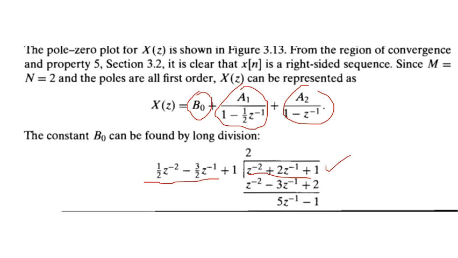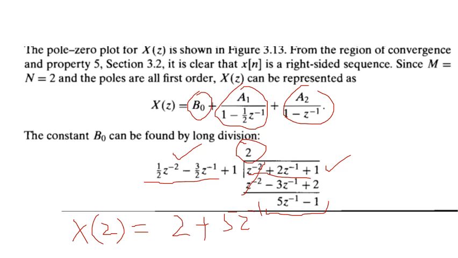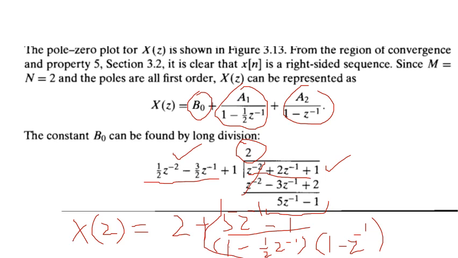There is the numerator factor, there is the denominator factor, and we are about to cancel this z raised power minus 2. So the leftover quantity is 5z inverse minus 1 and the quotient is 2. Now we will have X(z) is equal to 2 plus (5z inverse minus 1) divided by (1 minus 1/2 z inverse) into (1 minus z inverse). So we are going to apply partial fraction on this, z inverse minus 1 divided by this. So let's move on to the next slide and see this.